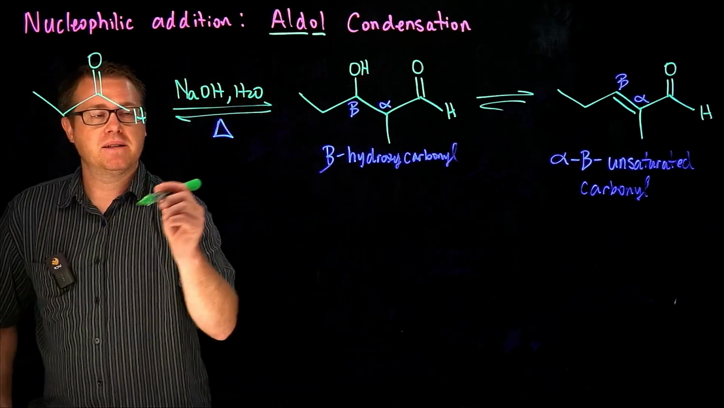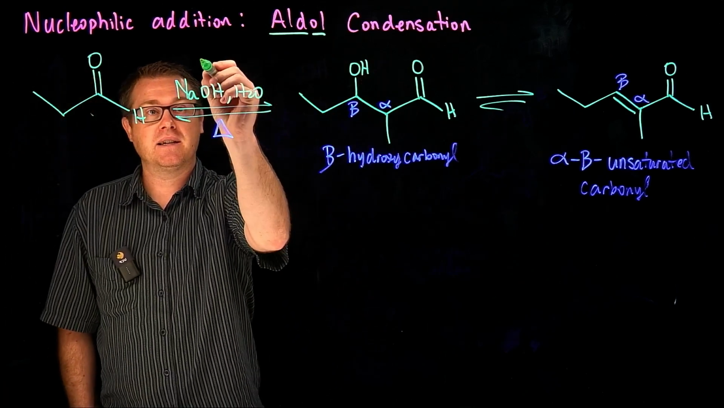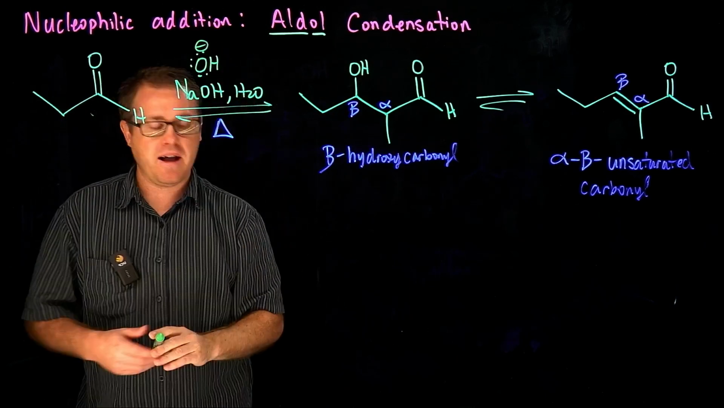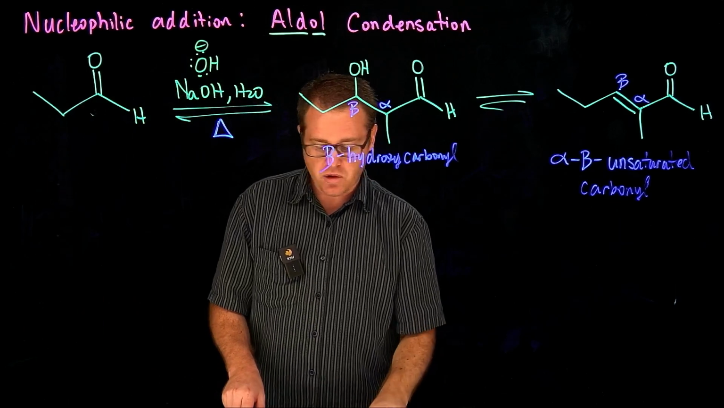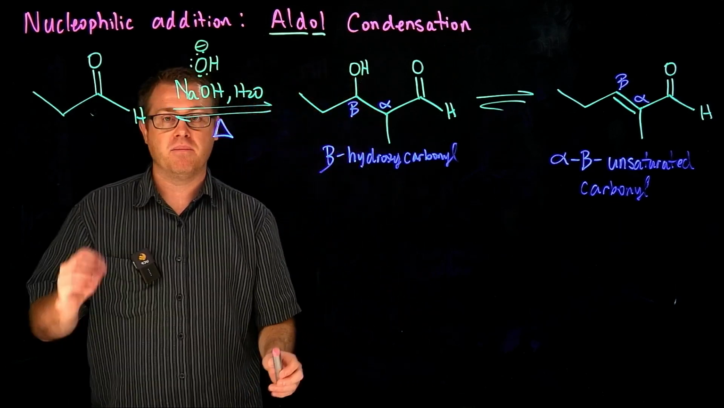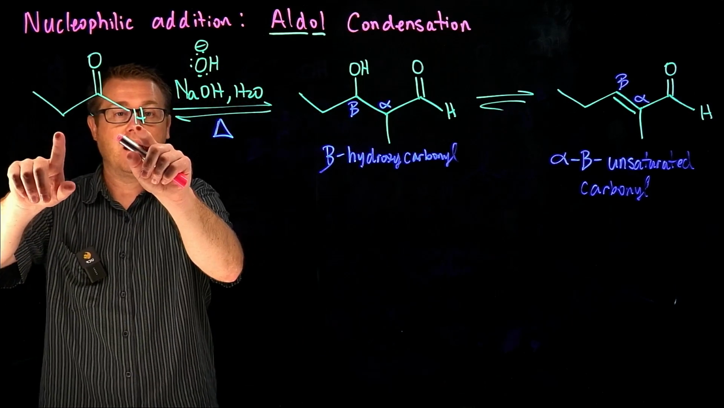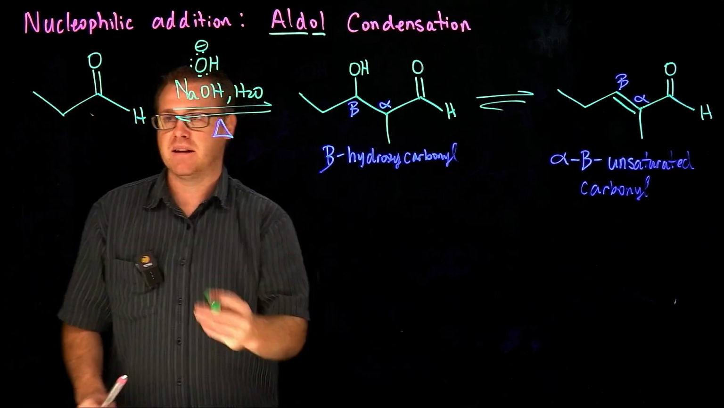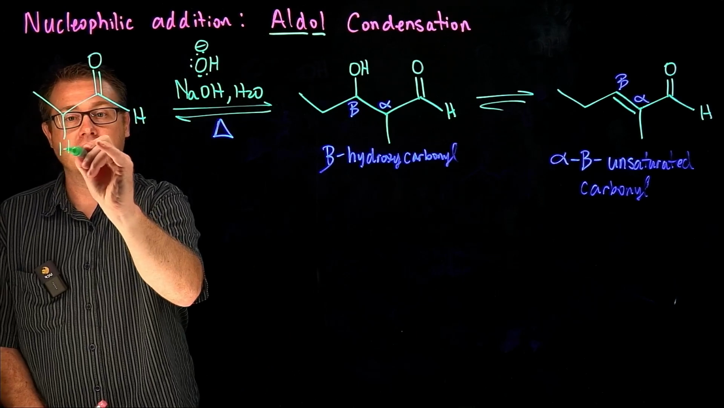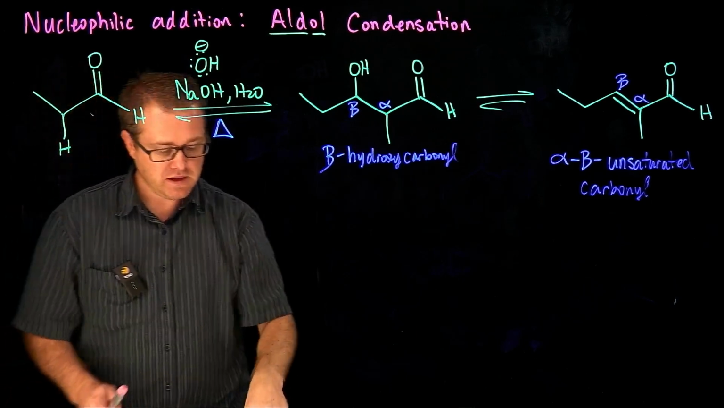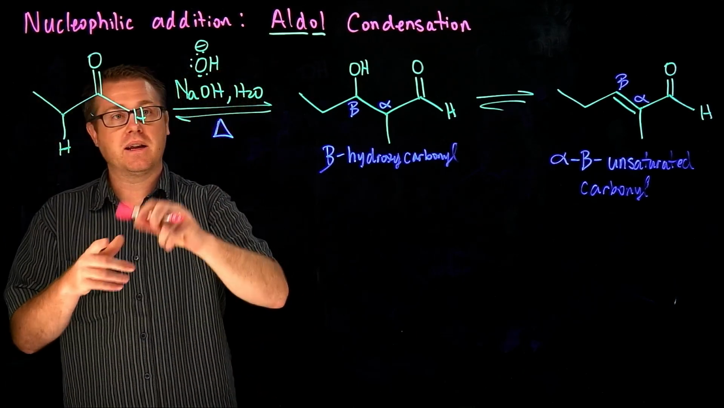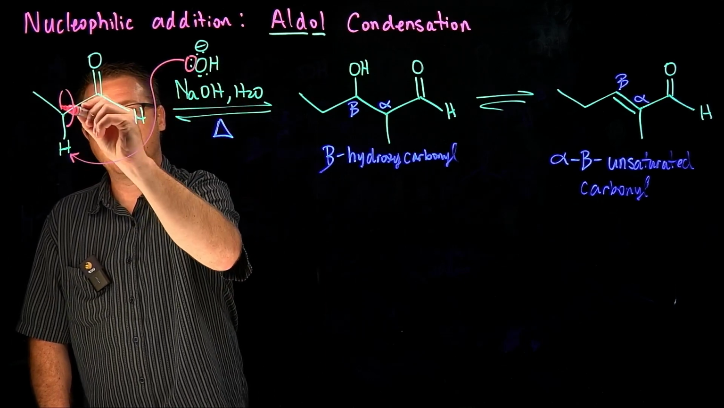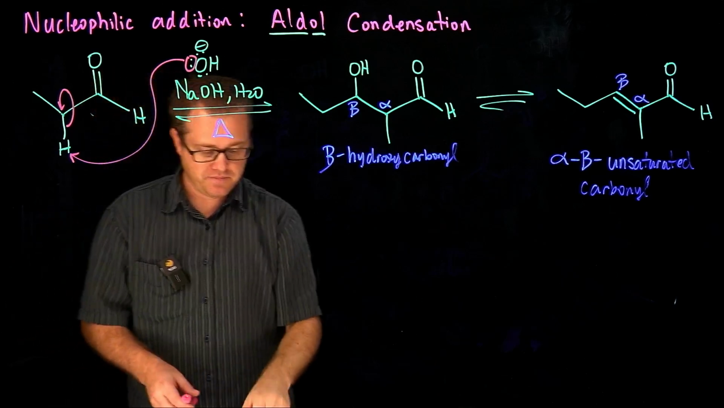So what happens is that we are under basic conditions. So I'm going to represent the sodium hydroxide like that. And it's going to come in and abstract the proton. But which one? Well, the aldehyde hydrogens are not acidic. It has to be hydrogens that are on the alpha carbon. And so that hydroxide is going to come, abstract that proton, and generate ourselves the enolate.